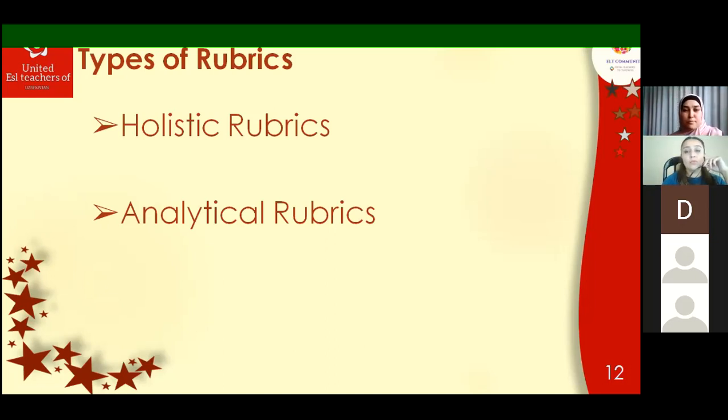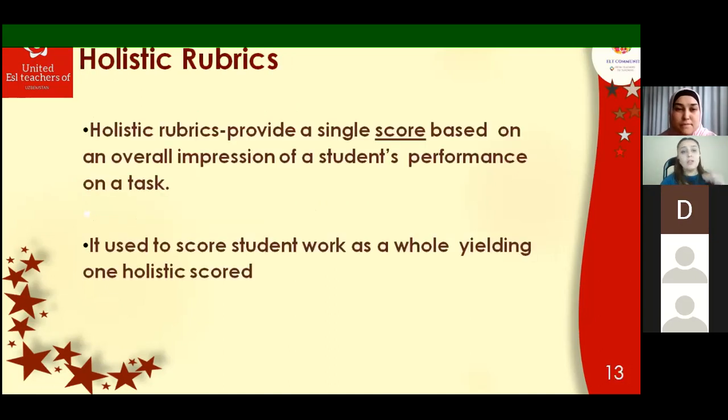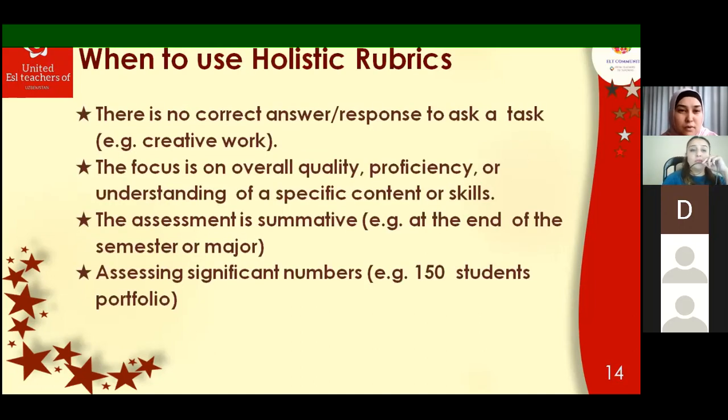And right now I'm going to clarify the difference between holistic rubrics and analytical rubrics. So holistic rubrics provide a single score based on an overall impression of a student's performance on a task. It's used to score students' work as a whole, yielding one holistic score. And when we use a holistic rubric, there is no single correct answer or response to a task. For example, creative work.